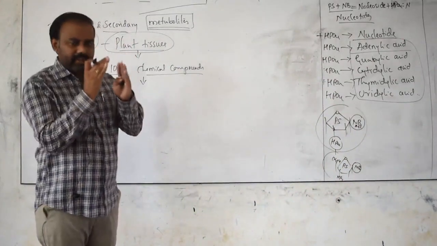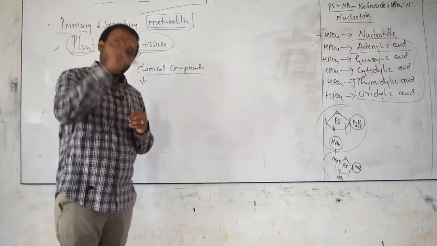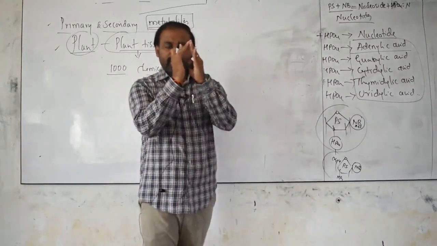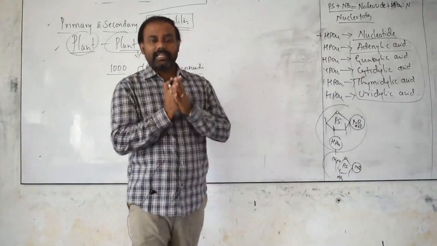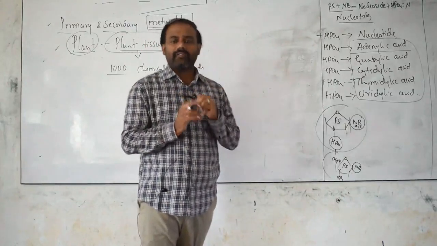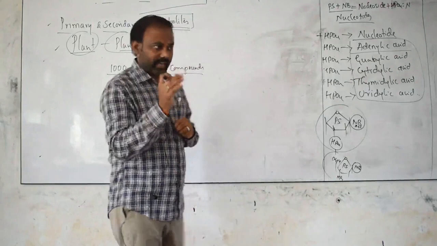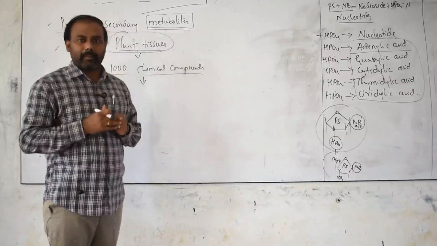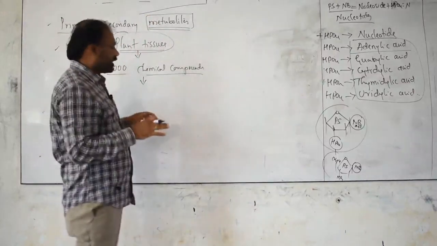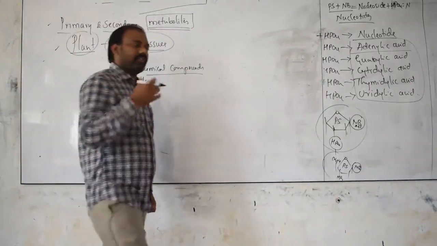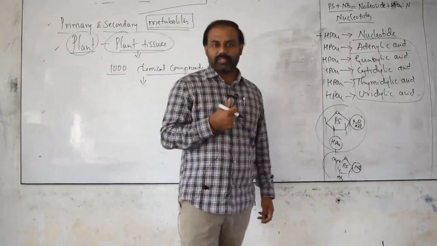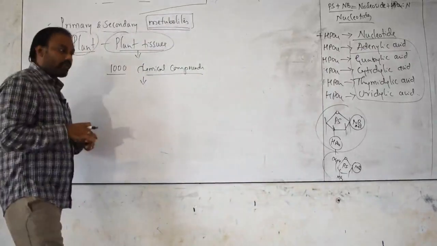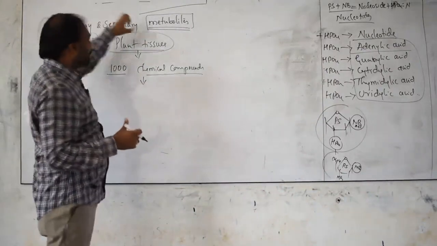Each and every phenomenon takes place in the presence of a particular chemical. For example, the closing and opening of stomata takes place under the influence of potassium, that is K plus. Each chemical plays its respective role in the plant body. For that reason, plants contain several thousands of different types of chemical compounds in their body. Out of several thousands of chemicals, how can we categorize them into primary and secondary metabolites?